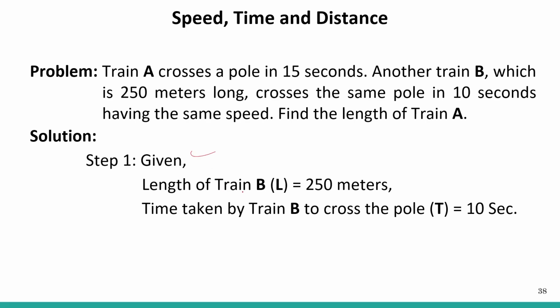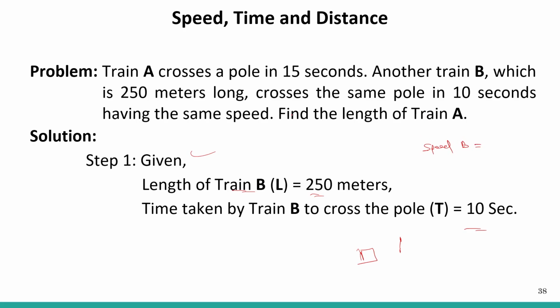So given that the length of train B is equal to 250 meters, and the time taken by train B to cross the pole is 10 seconds. So the speed of the train is equal to what? Here is a pole and here is the train, as it passes through. As it reaches here, the time starts, and as it ends here, the time stops. So 250 meters in 10 seconds. So the speed of the train is the speed of B.